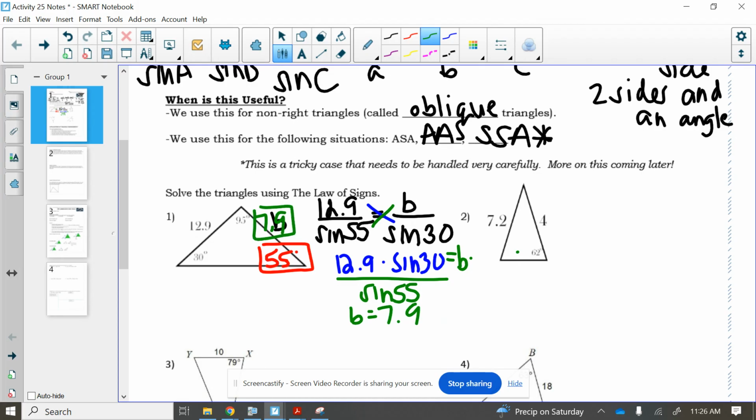Now, our last side that we need is going to be set up similarly.